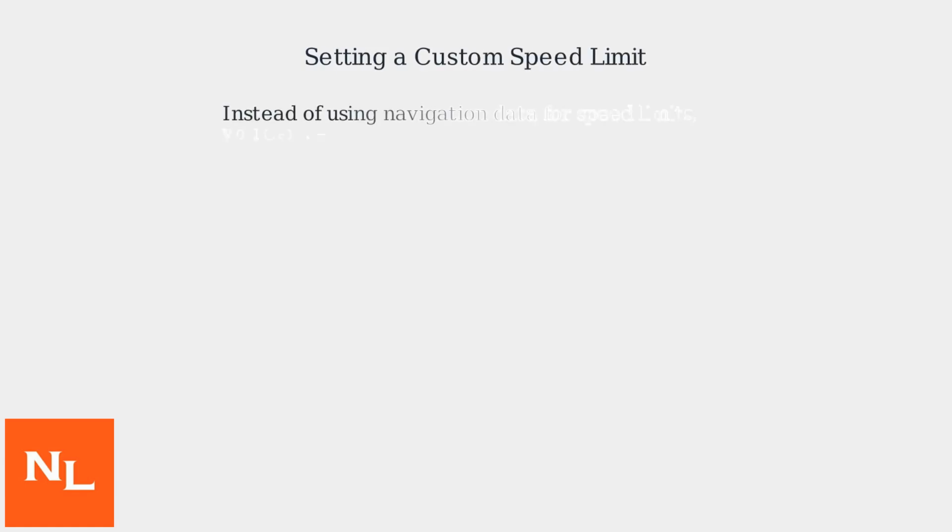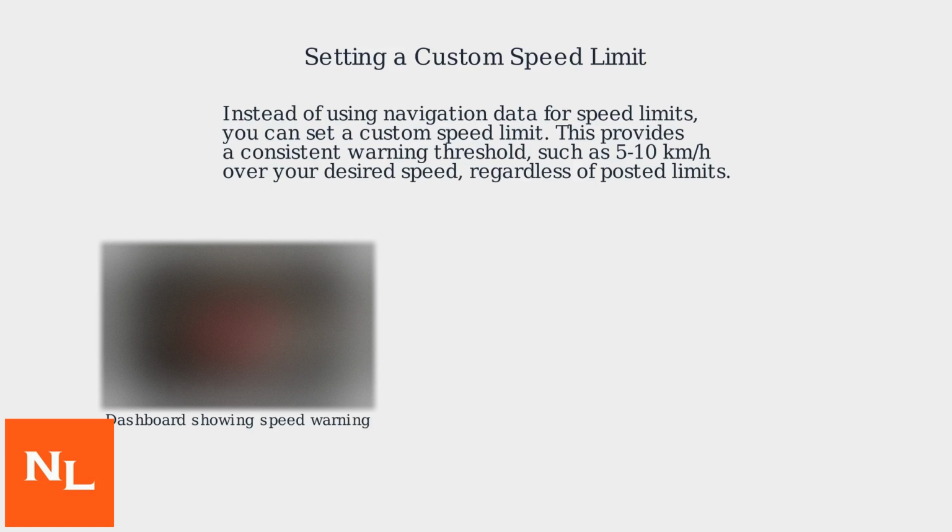Instead of relying on navigation data, you can set a custom speed limit. This is useful if you prefer a consistent warning threshold, regardless of the posted limit. Simply enter your desired speed in the speed warning settings.